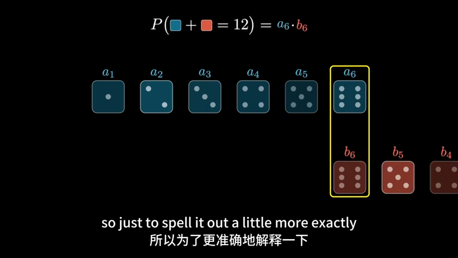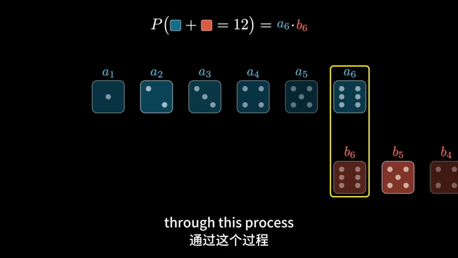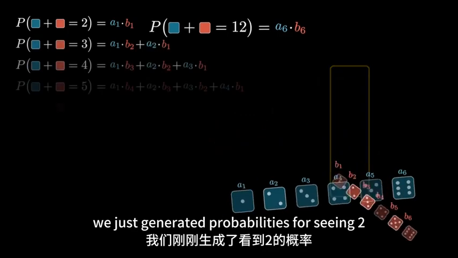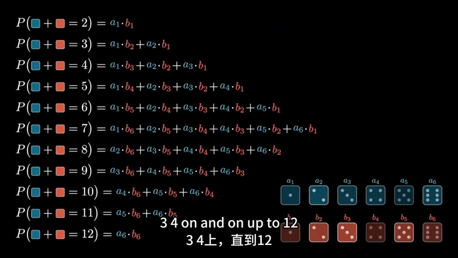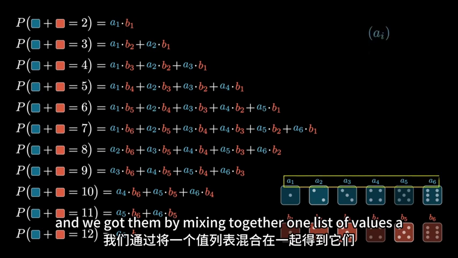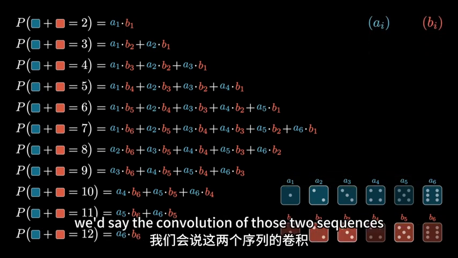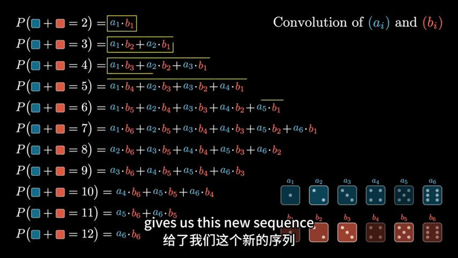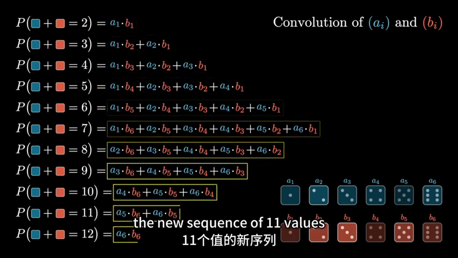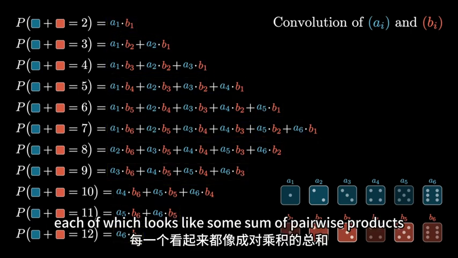So just to spell it out a little more exactly, through this process, we just generated probabilities for seeing 2, 3, 4 on and on up to 12. And we got them by mixing together one list of values, A, and another list of values, B. In the lingo, we'd say the convolution of those two sequences gives us this new sequence of 11 values, each of which looks like some sum of pairwise products.